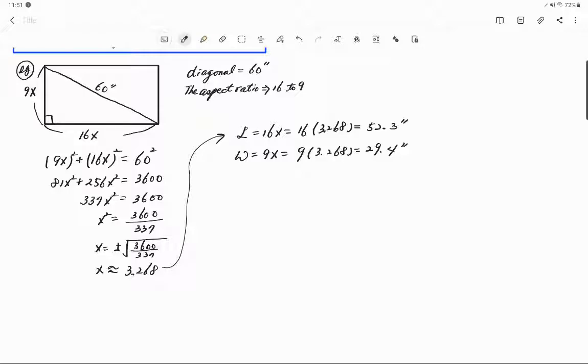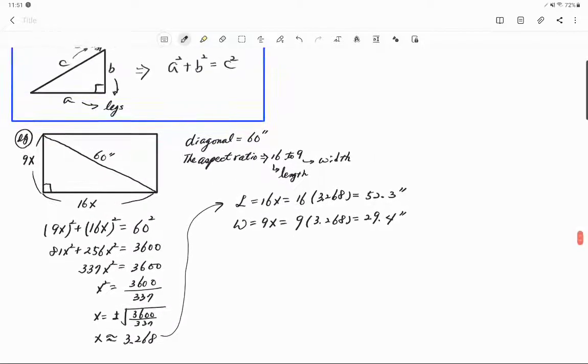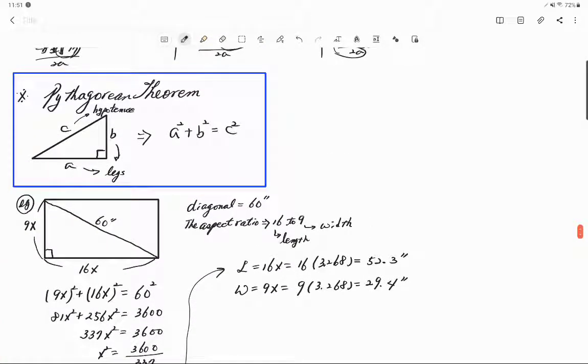The aspect ratio is 16 to 9, which means 16 is the length part, and 9 is the width of the television set. So whenever you have a right triangle, we can use the Pythagorean theorem, so that the hypotenuse squared equals the sum of the squares of the two legs.